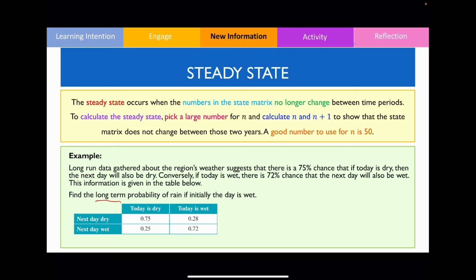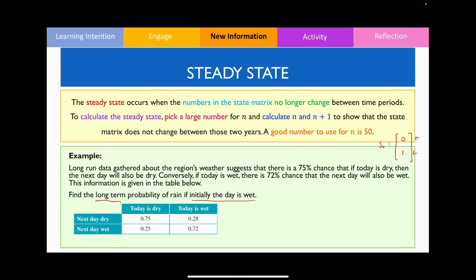In other words, what is the steady state? And he also tells us that the initial day is going to be wet. So therefore, if you were to write down what is the initial state matrix, it's going to be written as 0, 1, because 0 represents dry, and 1 over here represents that it's wet on the first day.